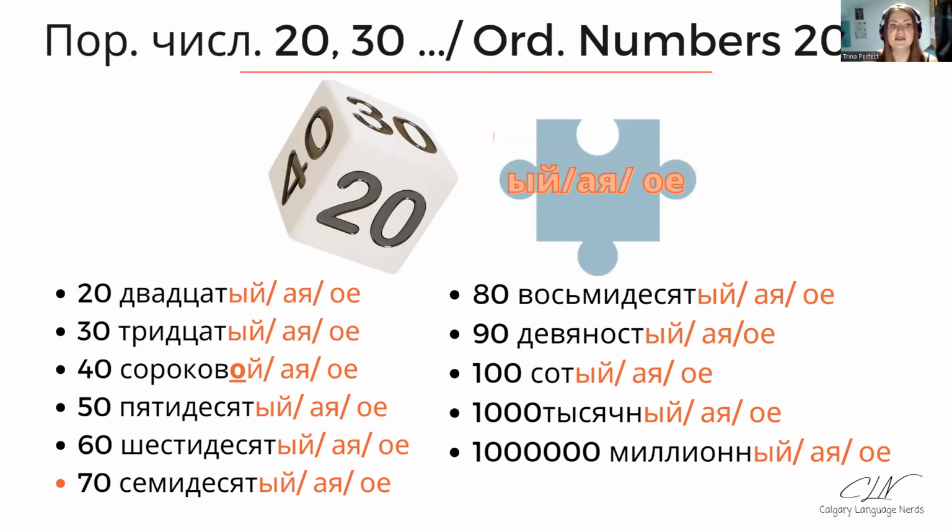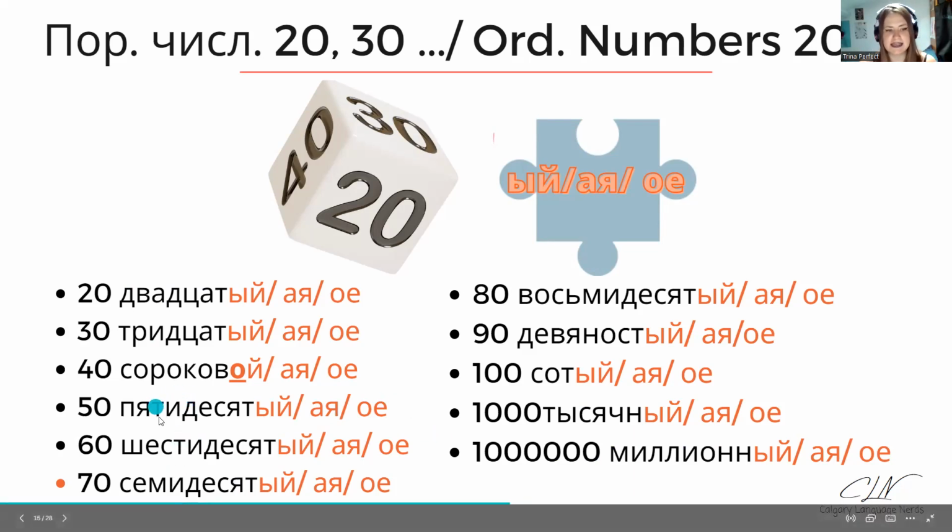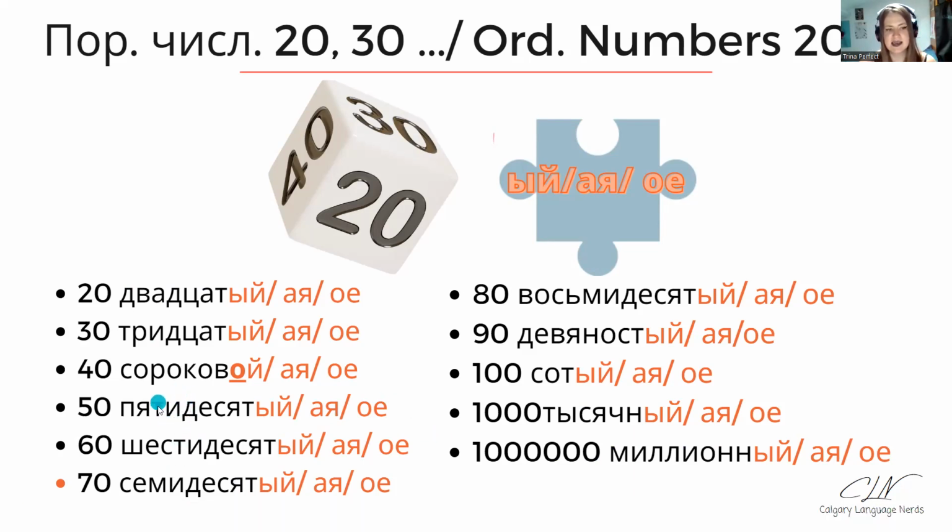So let's see. 20th, 30th, 40th, 50th. So take a look that here the мягкий знак is changed into и.